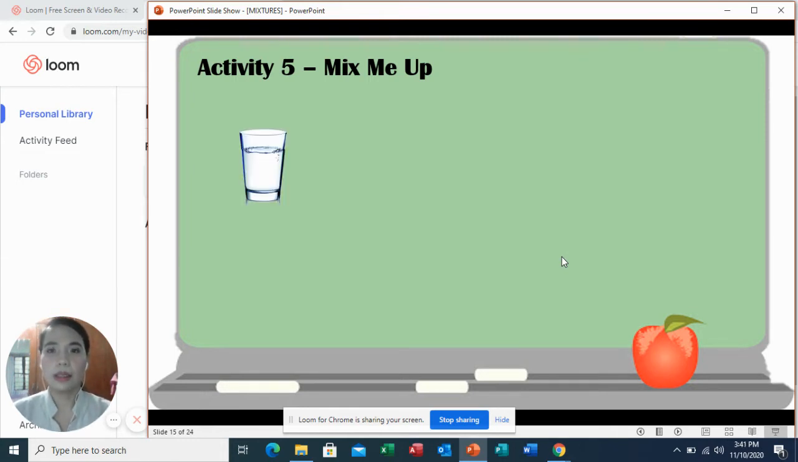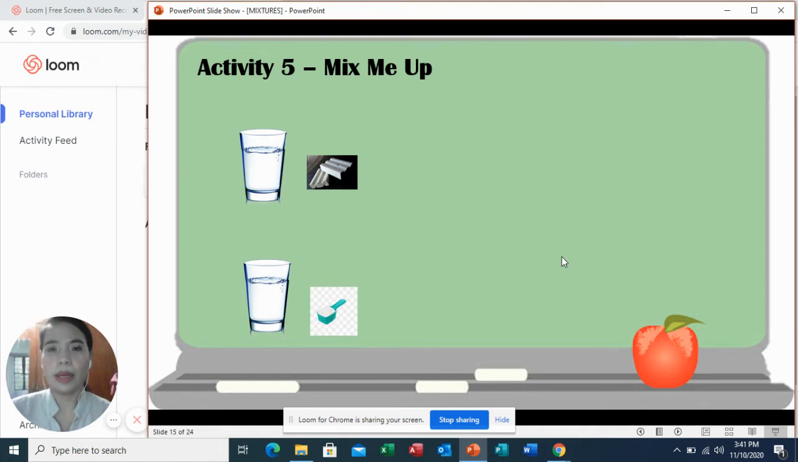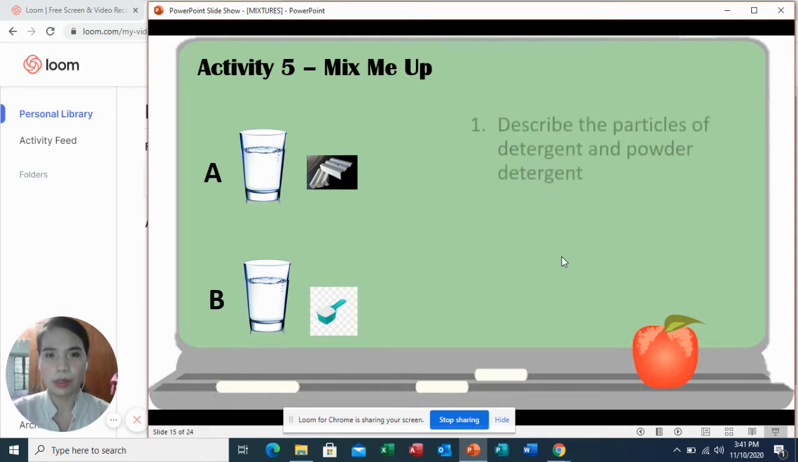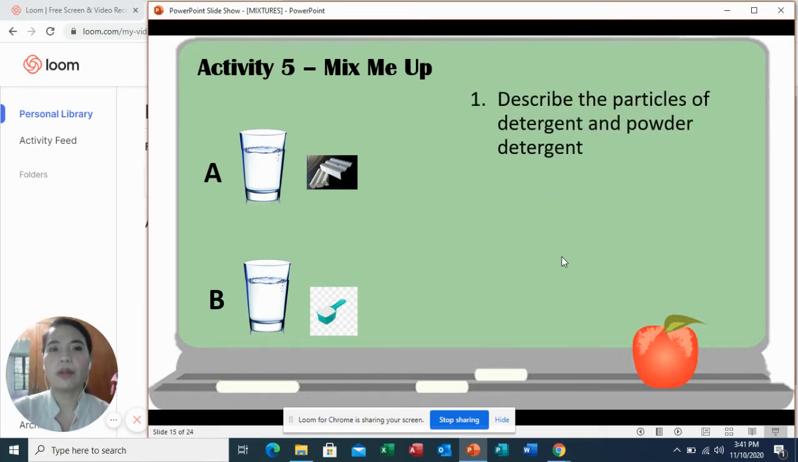First, get 2 glasses of water, one mixed with a piece of detergent bar, and the other mixed with detergent powder. Label your glasses as cup A, and the other one as cup B. After you mix them together, what happened? Let us answer the following questions. First question, describe the particles of the detergent bar and the powder detergent. What particles do you see? Can you describe it?